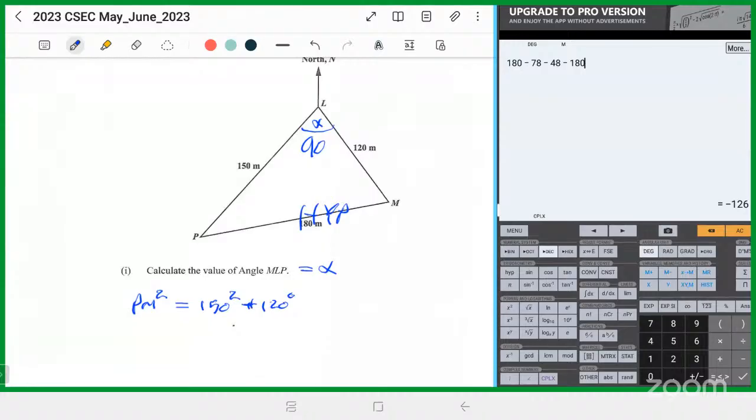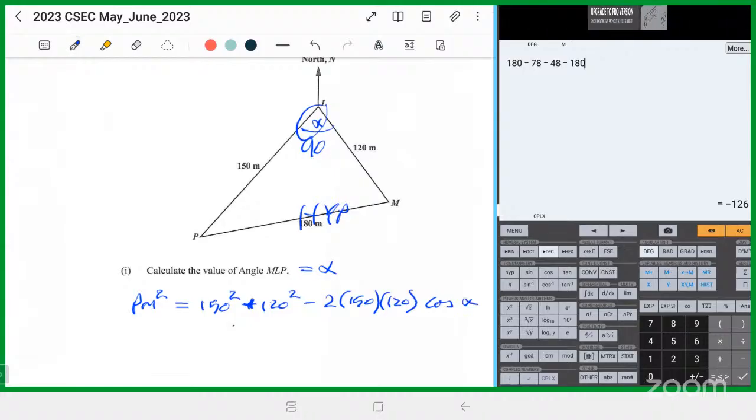Well, it's not a right angle triangle. The angle is not 90 degrees. Actually, it's a different angle from 90 degrees. And so I subtract twice the product of these two sides, that's all you have to remember now. 150 and the 120, and then the cosine of the angle between them, which is alpha that you don't know. Let me take these off now.